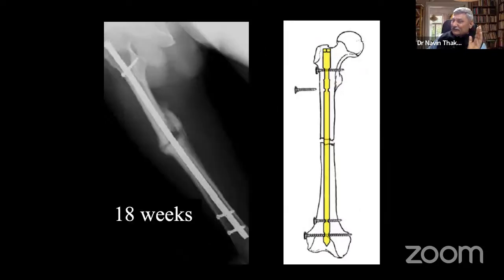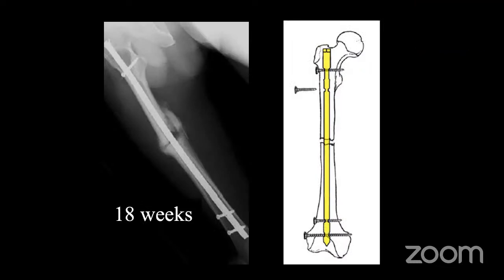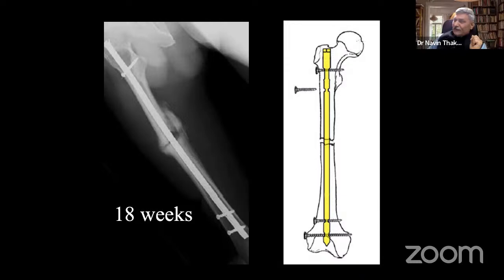Now let us see what is happening. The surgeon removed one screw. This is 18 weeks. What do you feel? This screw has been removed. The upper dynamic hole is kept. The static hole has been removed at 18 weeks. What do you feel now? This was at 12 weeks. This is at 18 weeks. This is going for hypertrophic non-union.